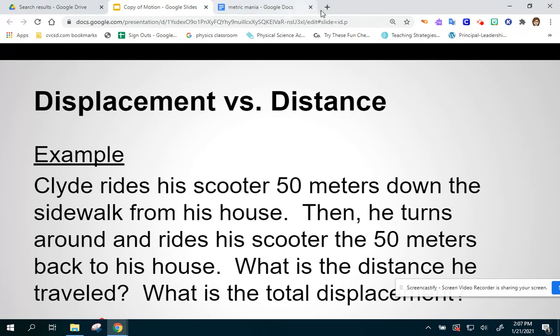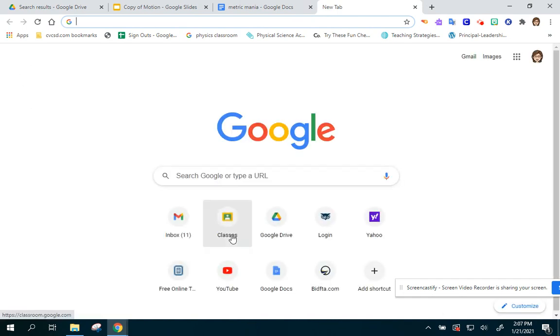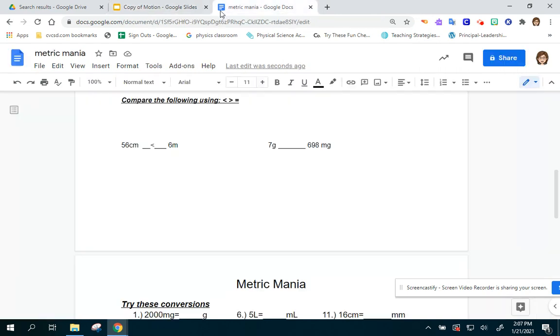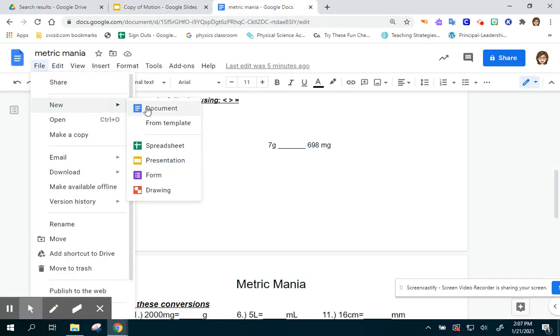Let me try to pull up a fresh sheet here. Oops, nope, I didn't mean to do that. Let's go right there.